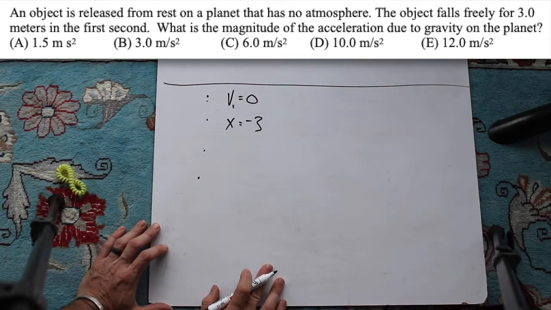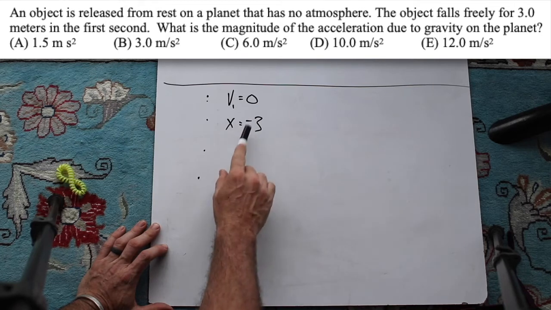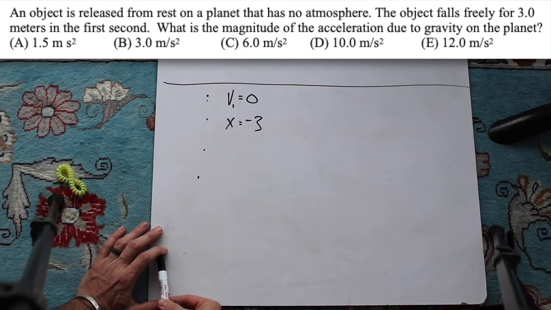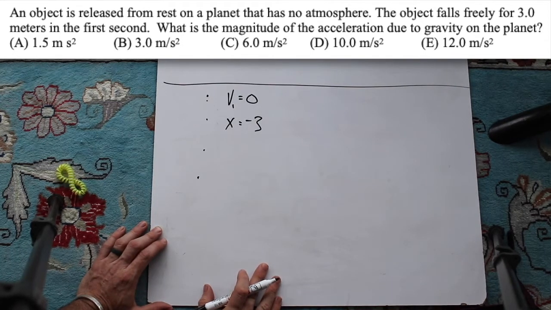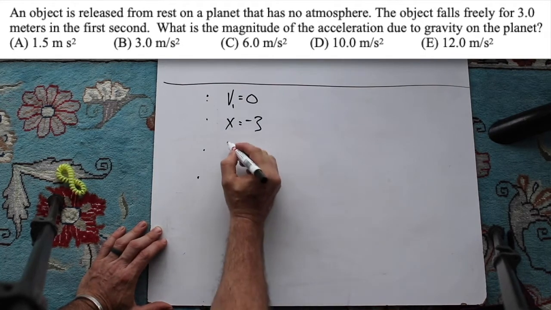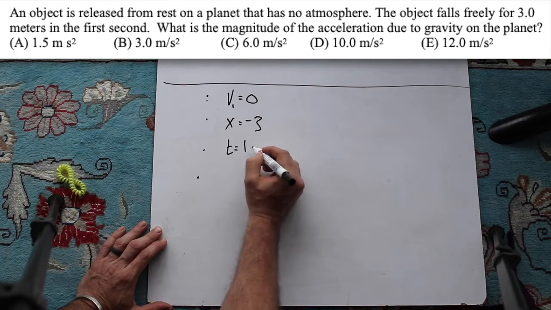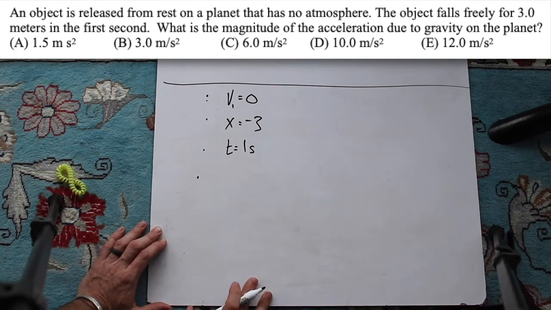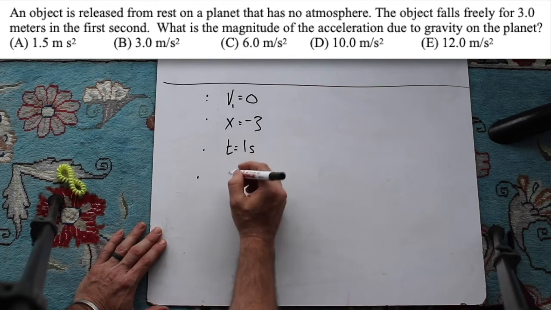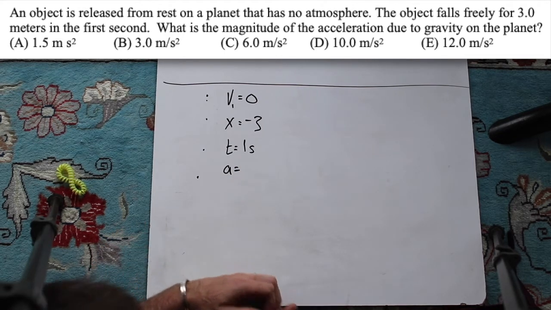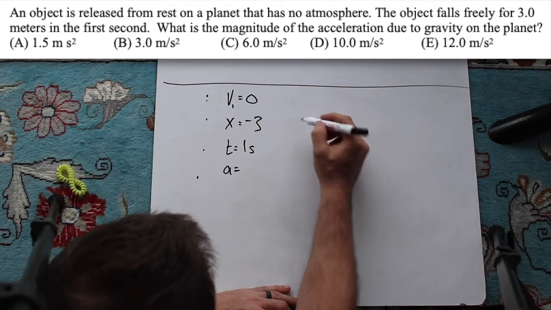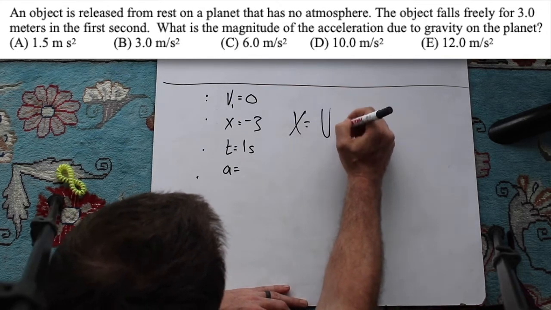Now in all these kinematics equations, we have to be really honest about our vector quantities. A negative implies downward displacement. And then the time that it takes for that to happen is 1 second. And the question here is, what is the magnitude of acceleration? And so what we have here is a v, an x, a t, and an a. And looking at my list of equations, I know that this is the relationship between these variables.